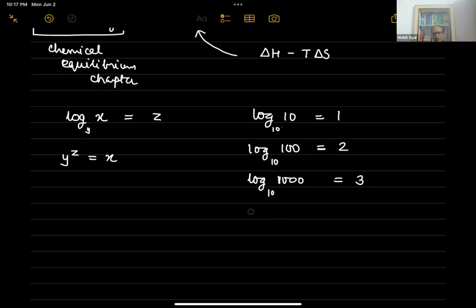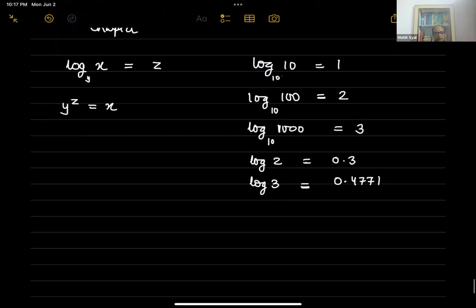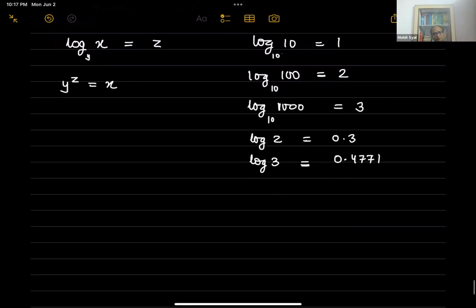But there are certain values which will be given to you. For example, log 2 is 0.3. Log 3. They will be provided in the question, so no need to worry as of now. Okay.